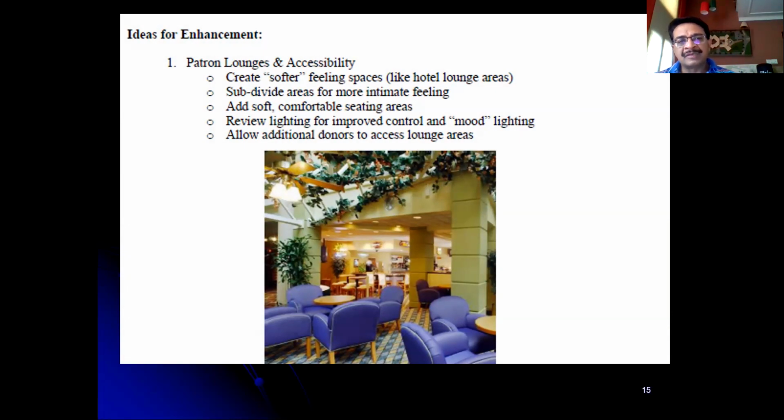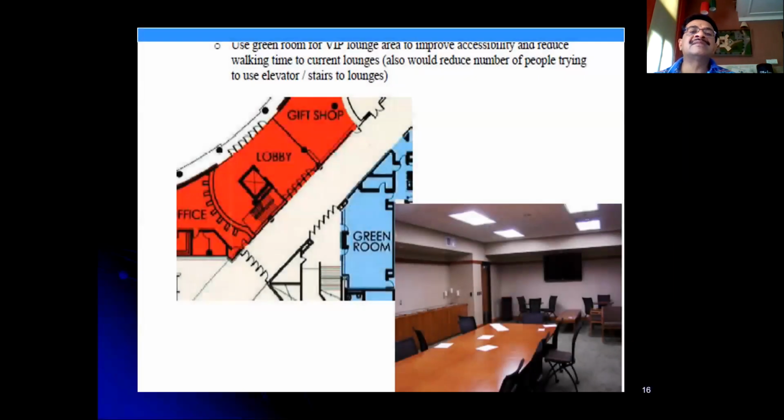So from the user satisfaction surveys of occupants, they found that the lounges can be made more livable and lively places and more accessible by adding soft and comfortable seating areas, by softening the light, by subdividing areas for making groups in seatings and having softer feeling spaces like hotels. And then it was a very sterile space. Then use green rooms for the VIP lounge areas to improve accessibility and reduce walking time to the current lounges.